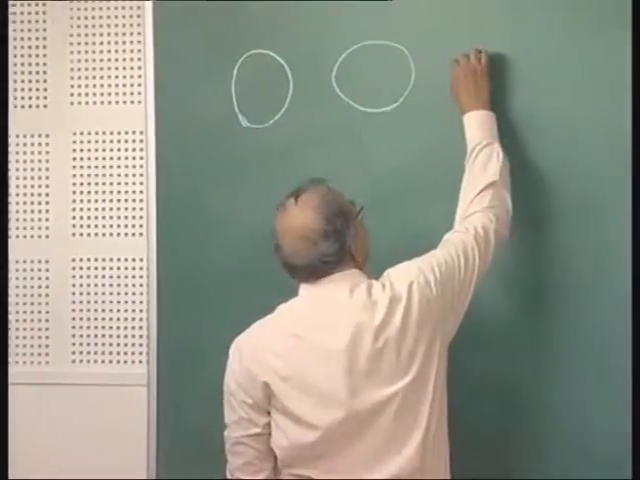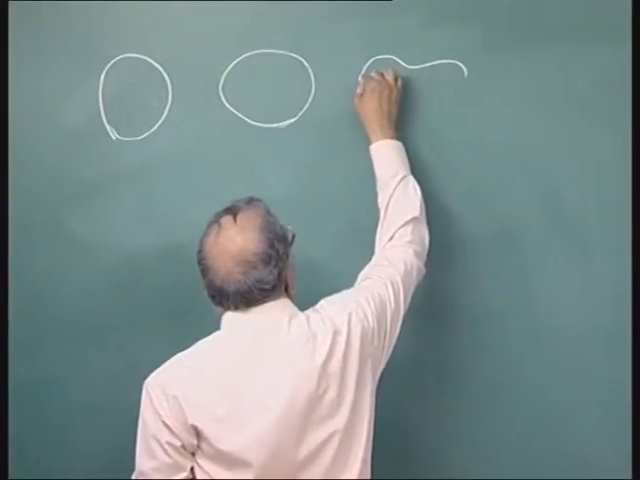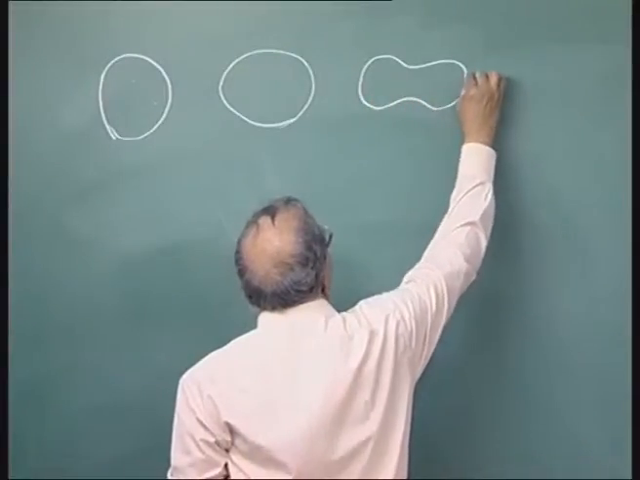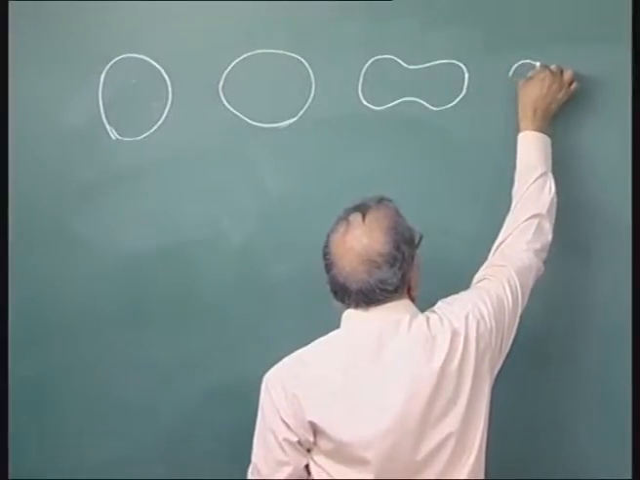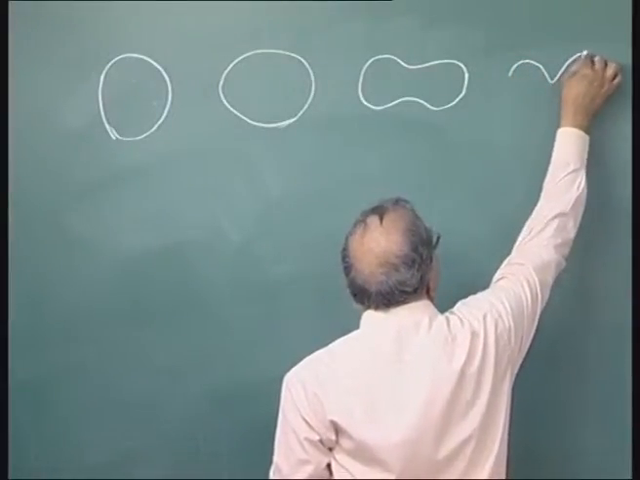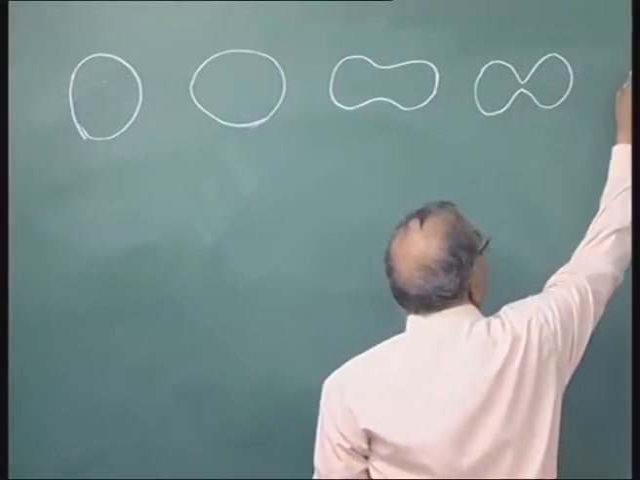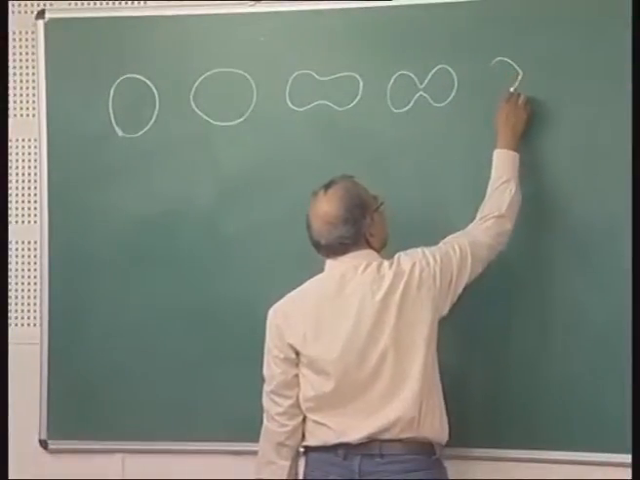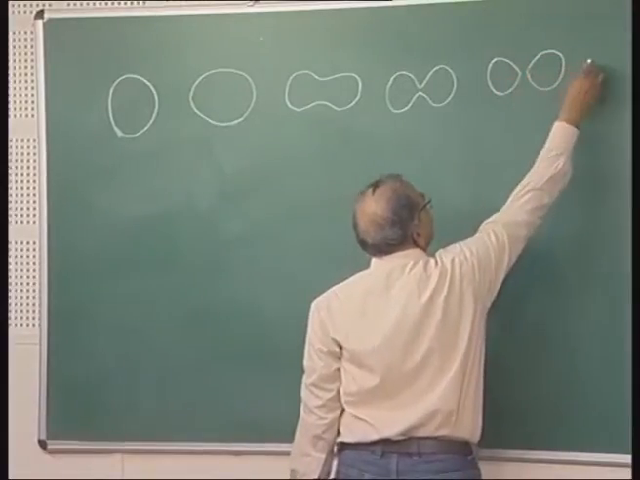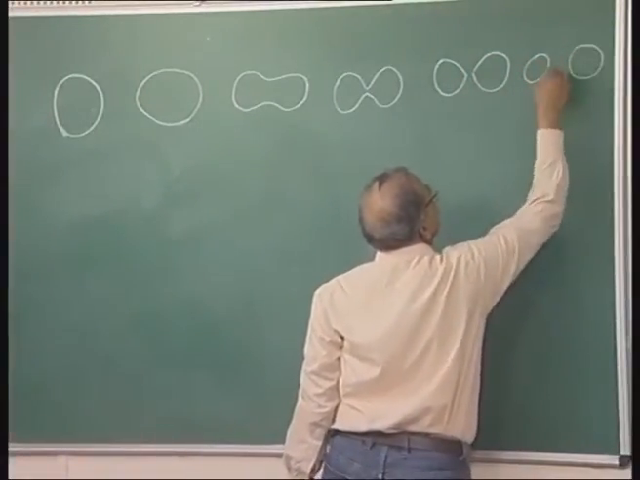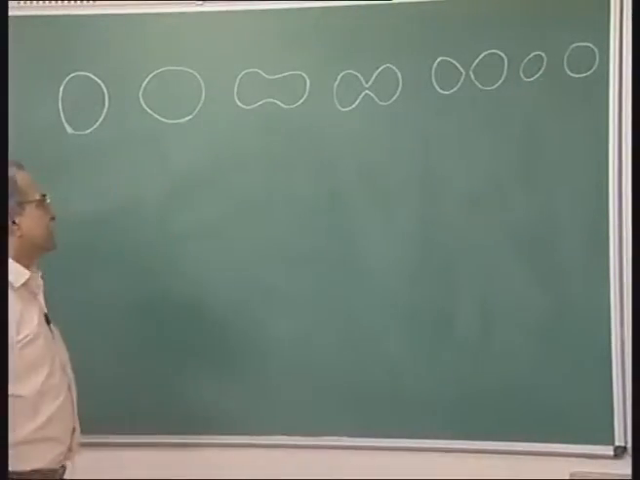So, the next phase would be something like this, and all this volume should be the same. So, the drawing should be made accordingly, and then further deformation will take it like this, and then the two parts will just separate out, and finally, they are all positively charged, so they will go away from each other.